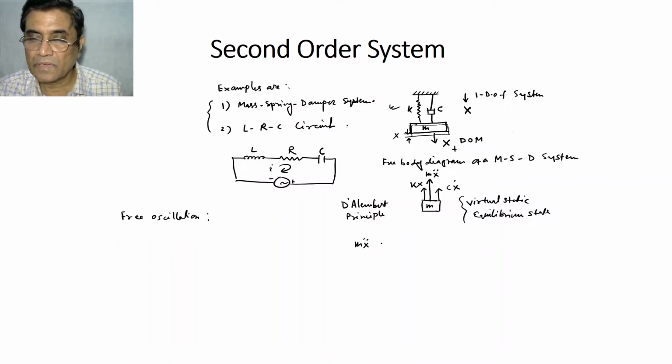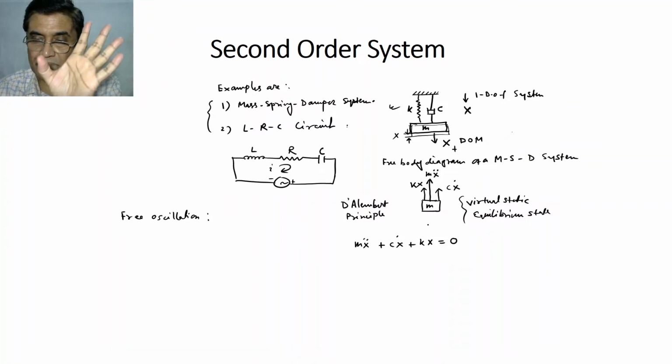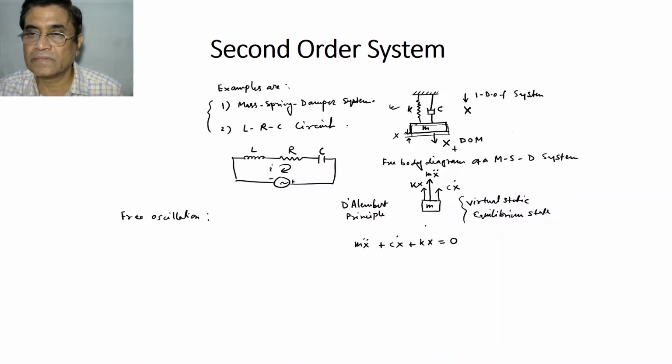Mx double dot plus Cx dot plus Kx equals 0. Because I have only perturbed the system. This is called free oscillation. I am assuming that there is no steady state force acting on that system. I have just perturbed it, given this disturbance and left it, and then the body will oscillate, and the oscillation will be governed by this differential equation.